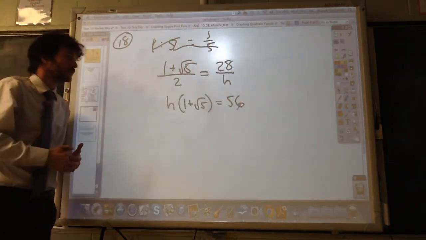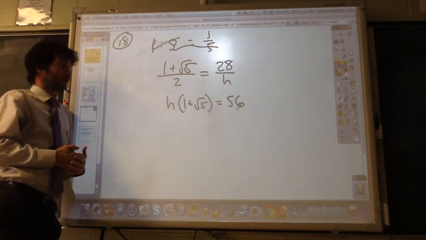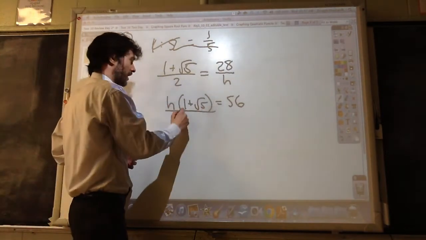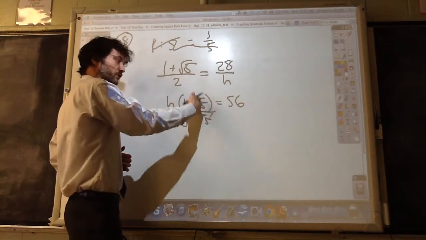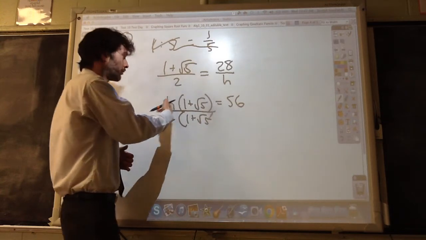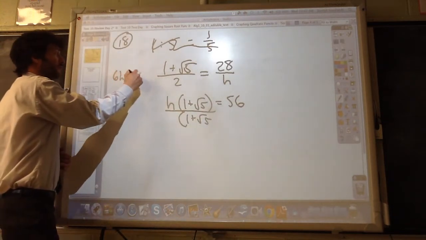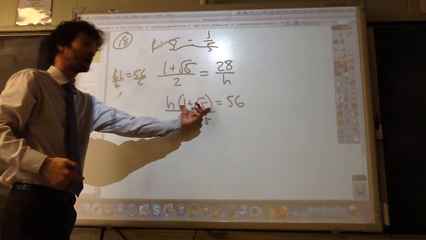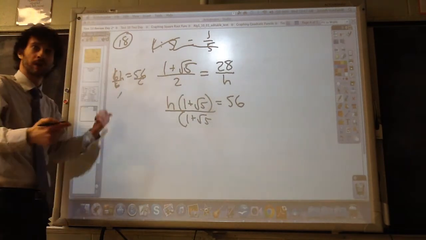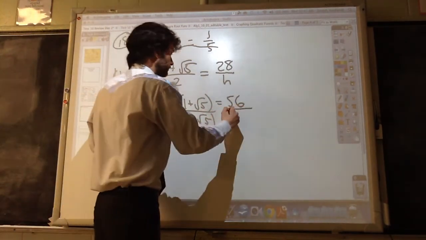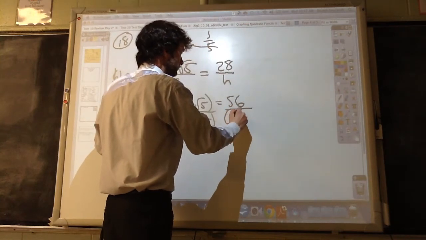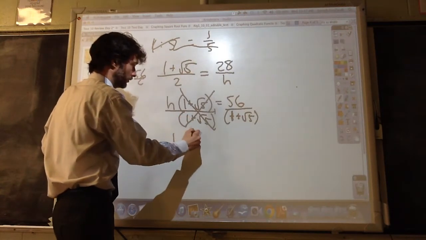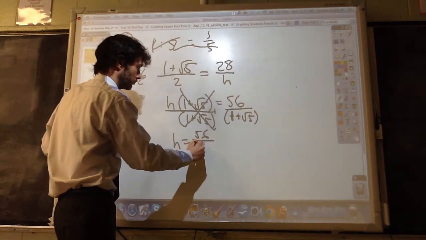Can you subtract the parentheses? That's not going to work. I wouldn't subtract the parentheses, it's H times the parentheses. Divide by the parentheses. If I divide by 1 plus the square root of 5, won't these cancel and leave me with just H? I'm using the same philosophy I would use if I had this, right? I would divide by 6. I've got the same thing going on here, it's just that I'm multiplying by a binomial instead of a number, right? It's the same idea. Okay, these will cancel. So H equals 56 over 1 plus the square root of 5.